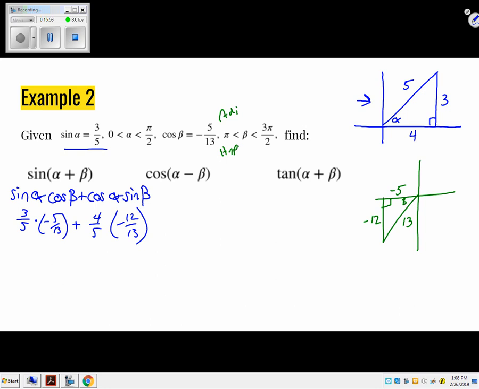Okay, so I'm just going to do numerator times numerator, denominator times denominator. So -15 over 5 times 13, which is 65. Plus, I got a -48 on top, and another 65. That's -15/65 plus -48/65. That'd be my answer. Thank you.